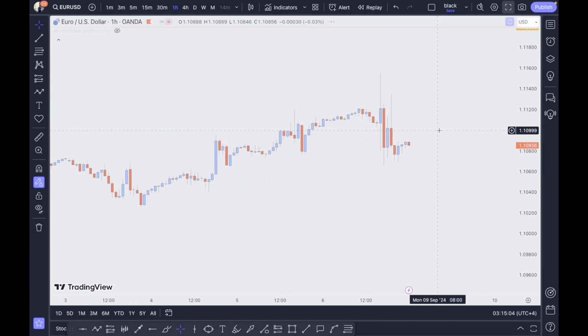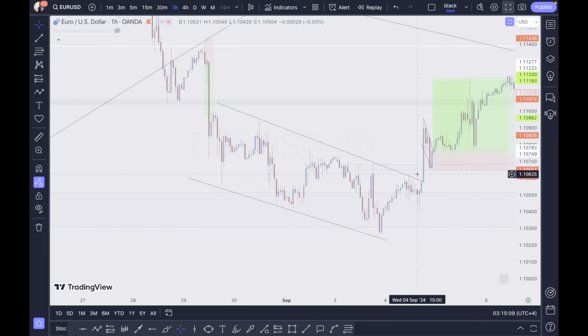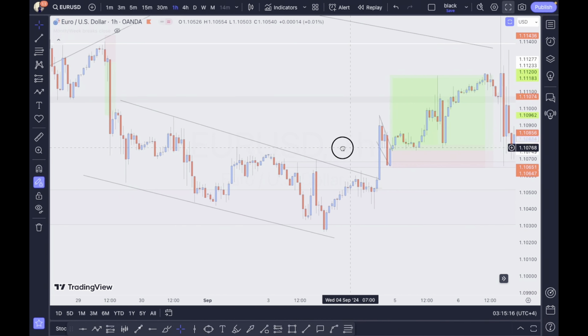And this is actually a trade that I shared in my Telegram group as well. Right here on the 1H, I made mention of price just breaking above right here and then pulling back, and this is where I'm looking for buying opportunities.